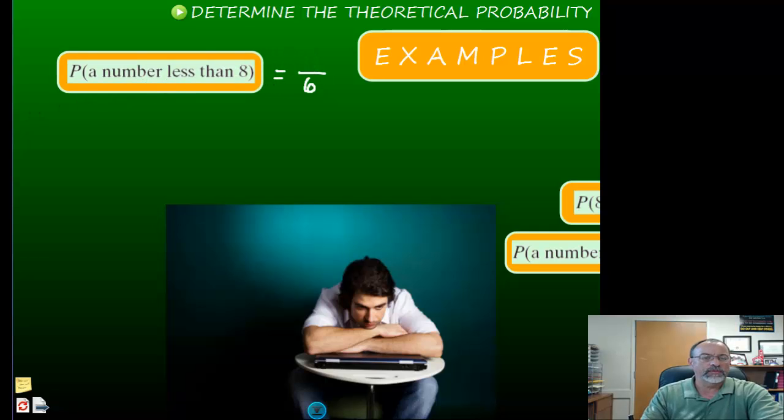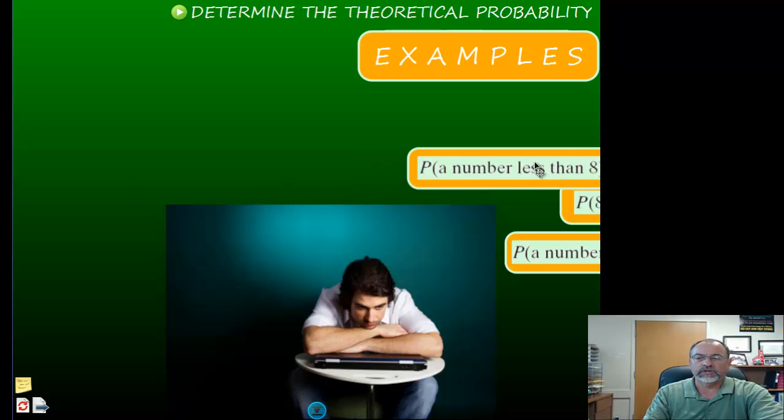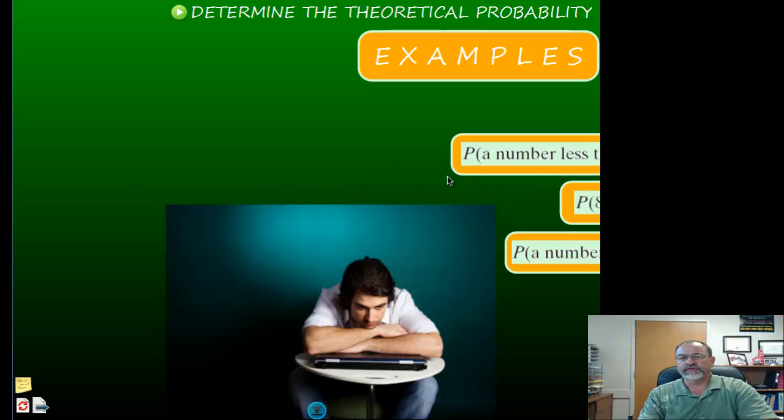Okay, now what's the probability of me getting a number that's less than 8? Again, 6 possible numbers. How many are less than 8? Well, all of them are less than 8. So that's 6 over 6 is 1. And again, what does the number 1 mean when we're talking about probability? That means it's absolutely certain, 100% going to happen. And that is true. When you roll a number cube that has the numbers 1, 2, 3, 4, 5, 6 on it, you are definitely going to get a number that's less than 8. Okay? So that's theoretical probability.